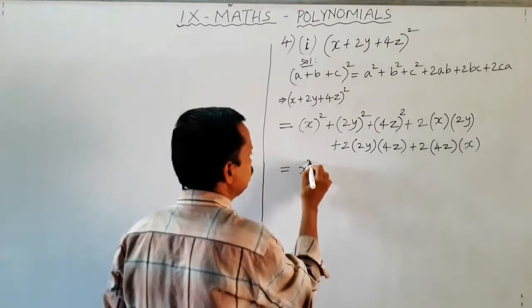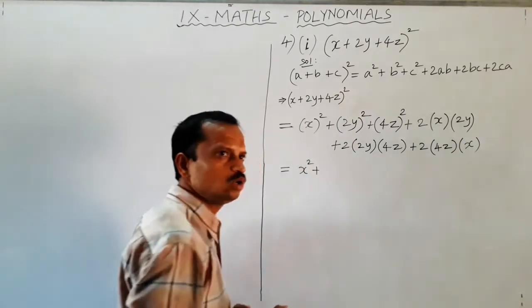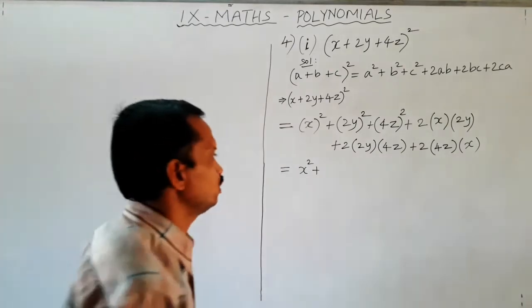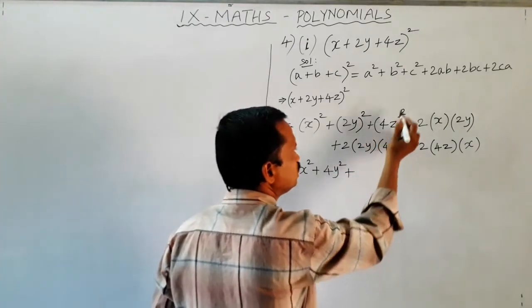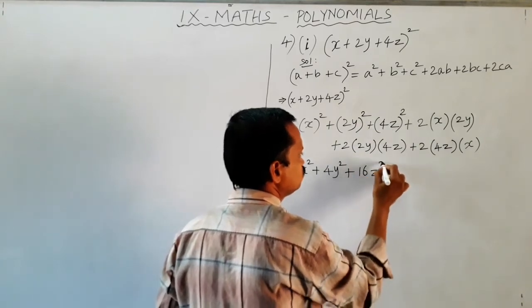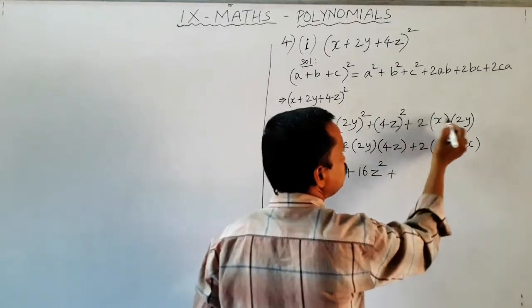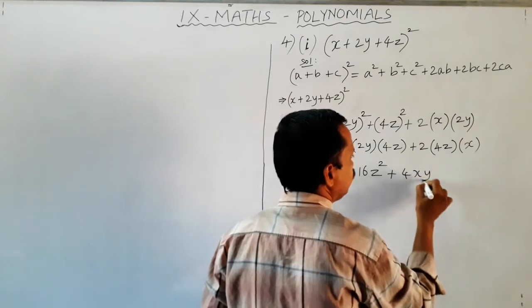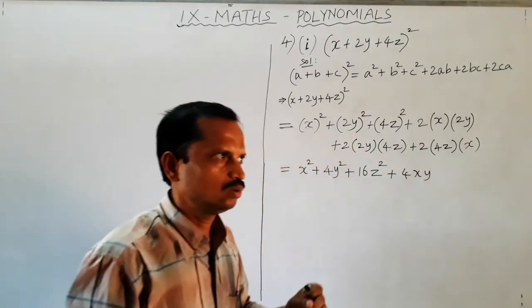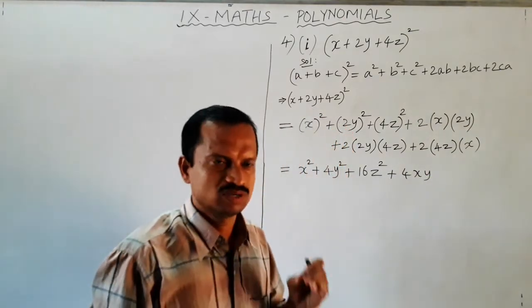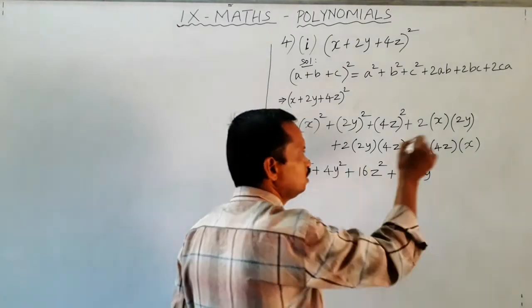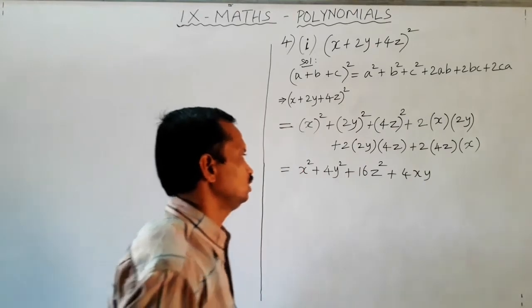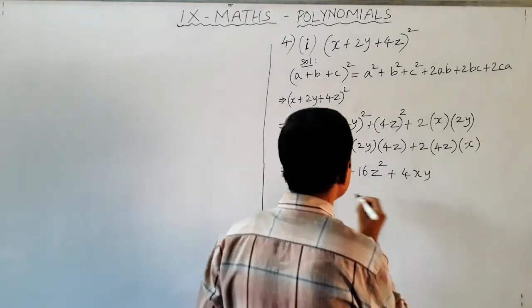X the whole square is nothing but x square, plus 2y the whole square is nothing but 4y square, and this is 4z whole square means 16z square, and plus 2 into 2 4xy. So I already told you have to follow this step: first sign and then numerical and then variable. So here everything is plus, so nothing problem will happen. So even though be careful.